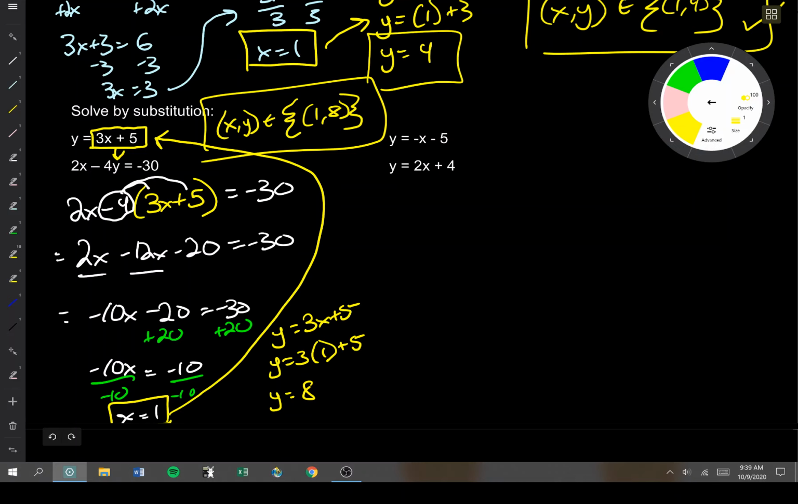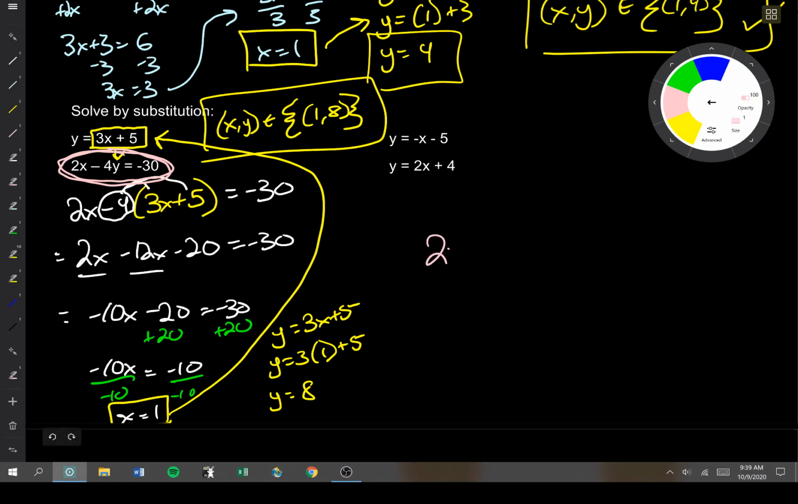I'm going to check that really quick. When you check it, here's the key. You know how I just plugged x into this equation to find y? When I do my check, I really need to check it in the other equation. I'm going to check it in this equation here because that's the one that I didn't use to find y.